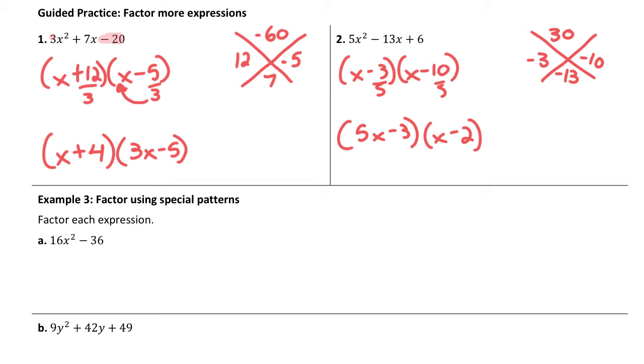So that's the pattern. In number 2, 5 times 6 is 30. My factors are x minus 3, x minus 10.